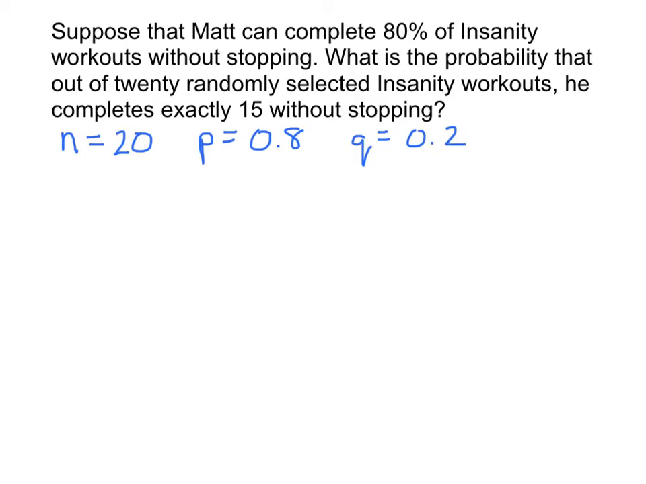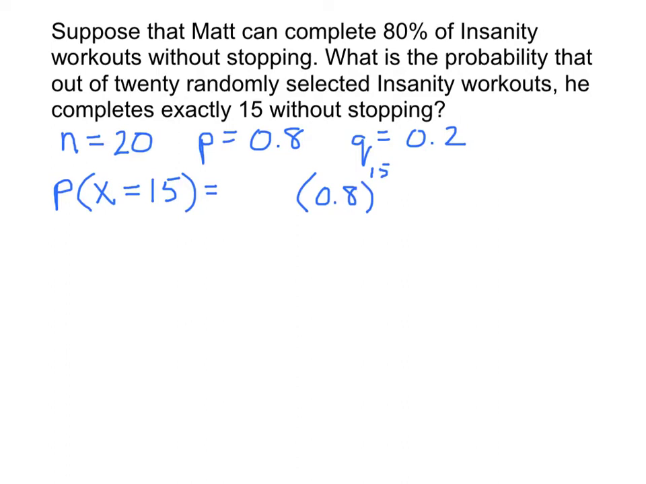And now we want to know the probability that out of 20 randomly selected insanity workouts, the number of successes, which we refer to as x, is 15. There's a couple of ways to do this. You can use what you know about probability. You need to have 15 successes, so that probability of success, that 80%, has to happen 15 times.